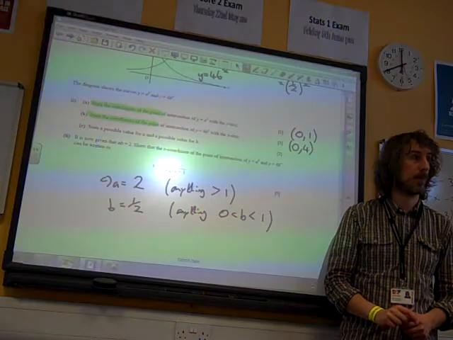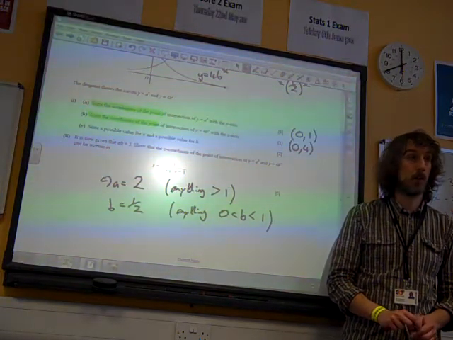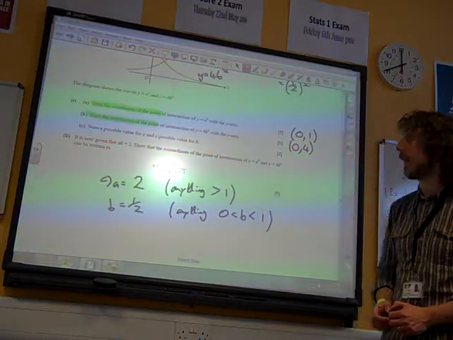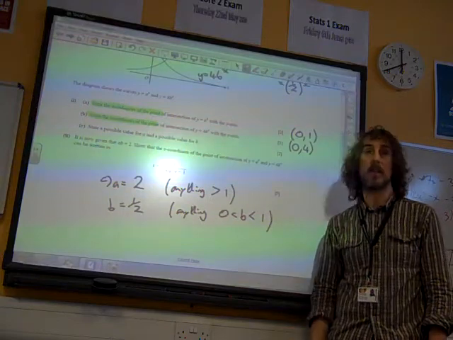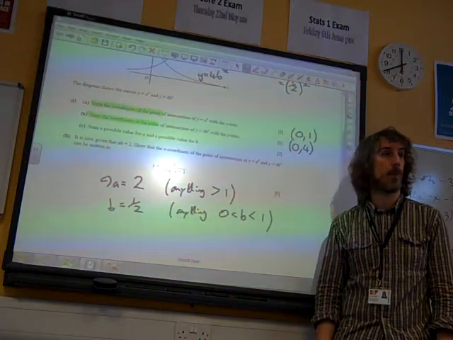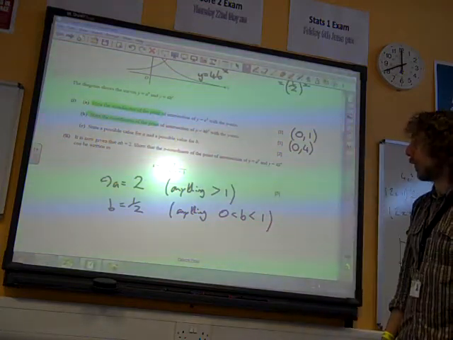Okay. Not necessarily whole numbers, it didn't have to be integers as we do this. It didn't say that a and b were integers, but a is a number bigger than 1, and b is a number between 0 and 1. That's what we want. Right, that was 4 marks.